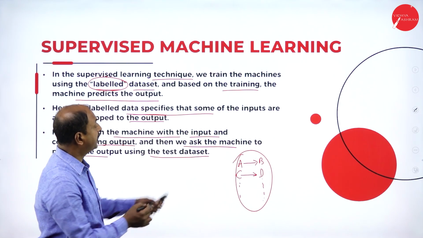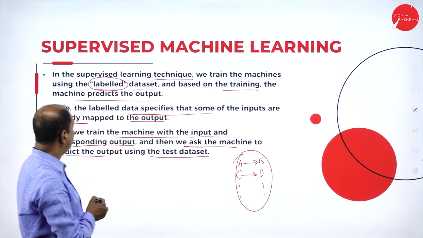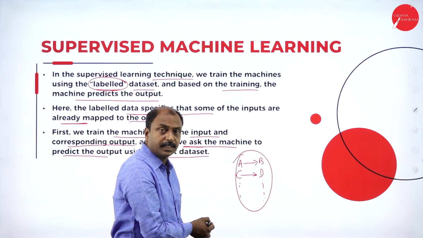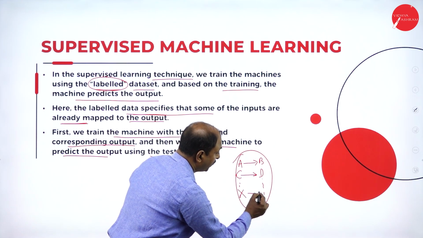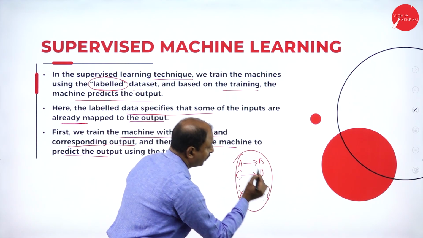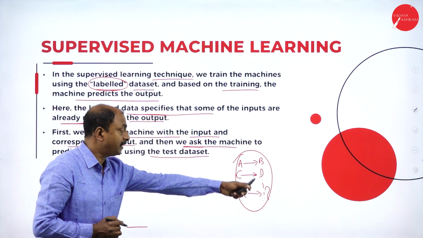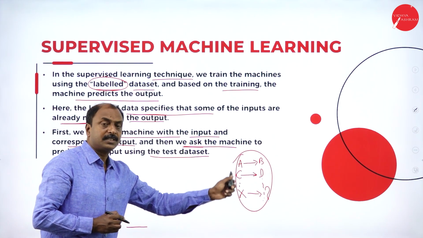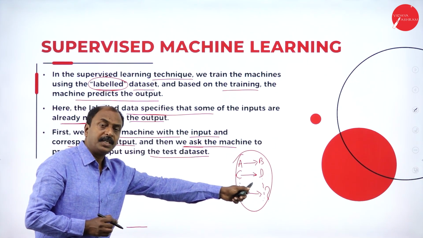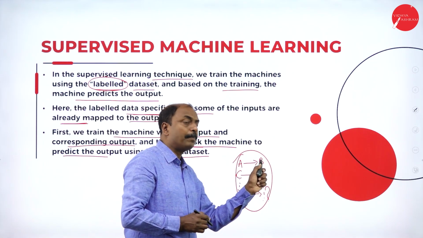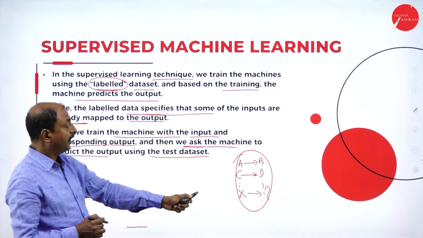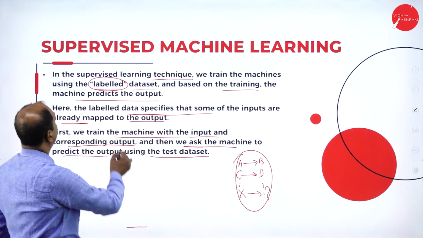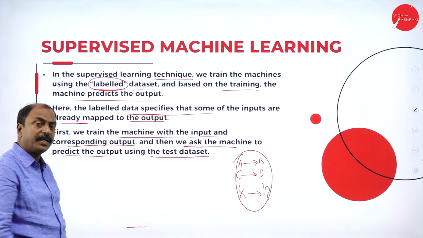Then we ask the machine to predict the output for another type of input. So what is the output for this type of input? See, this is based on the data set. In the data set, inputs are already mapped with the output. So supervised machine learning works with this data set, which is referred to as labeled data.